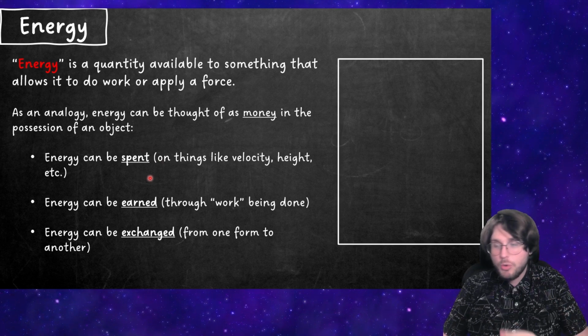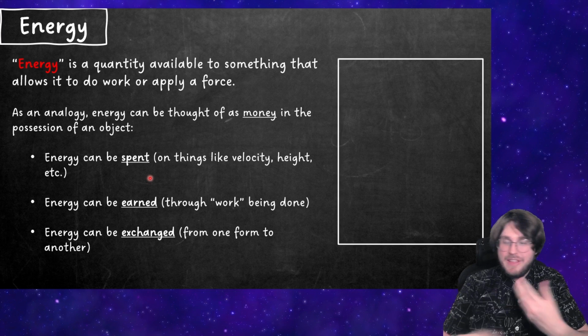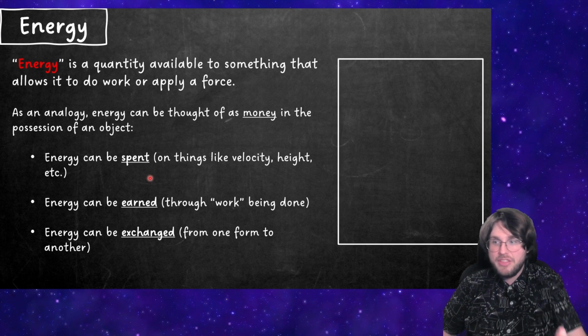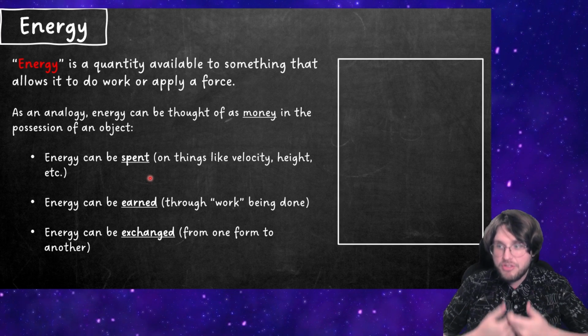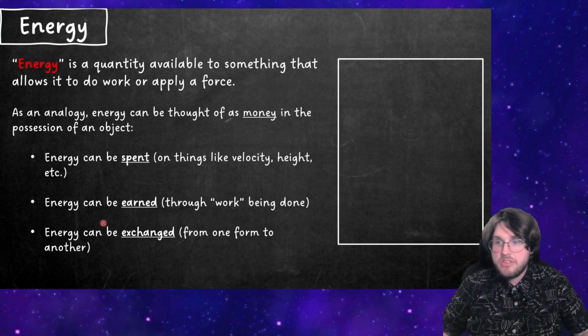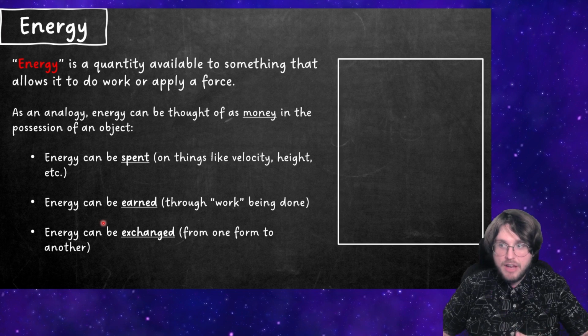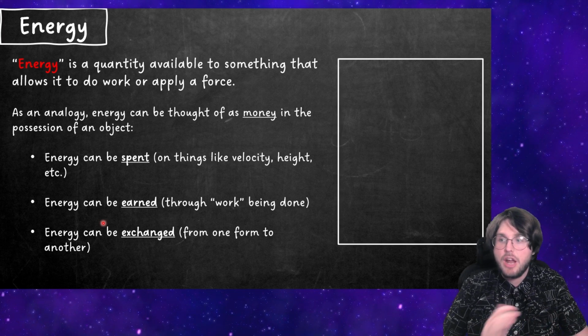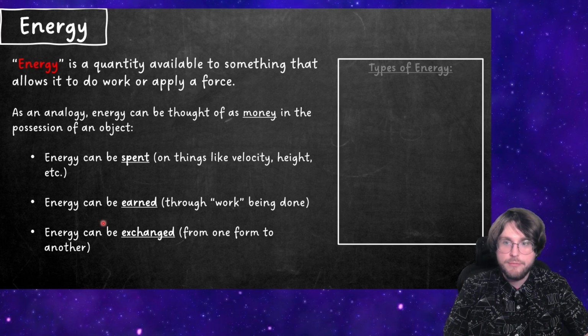Energy can be earned, or money can be earned, and that's usually through work being done either on the object or the object is doing work. And then finally, energy can, of course, be exchanged from one form to another. That comes from the principle that energy cannot be created or destroyed.